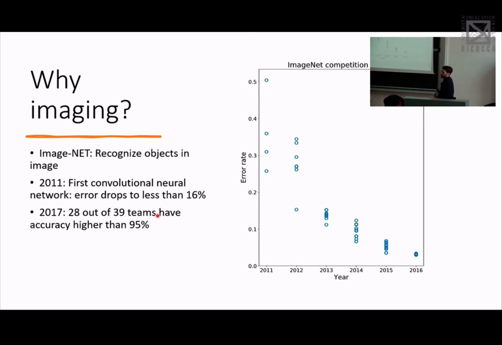Again, why images? I hope you have seen something like this in other courses. There was this very famous challenge called the ImageNet, which was a challenge to recognize objects present in image databases. In 2011, it was the first time that anyone applied a convolutional neural network instead of an handcrafted method, and they got the very best performance ever obtained, even if it was the first attempt at doing that. And in 6 years from then, most of the teams participating in the challenges were having accuracies higher than 95%.